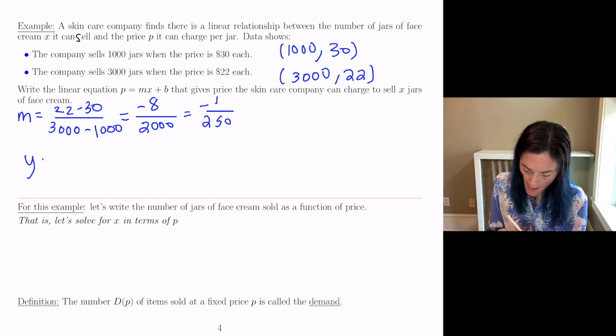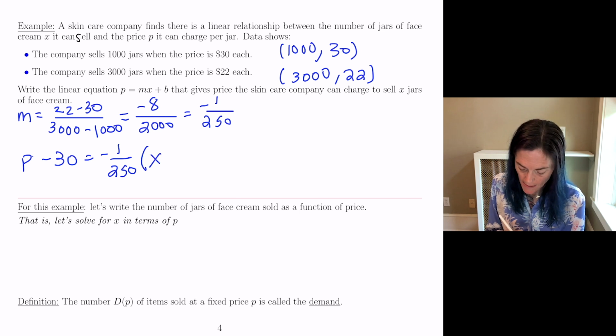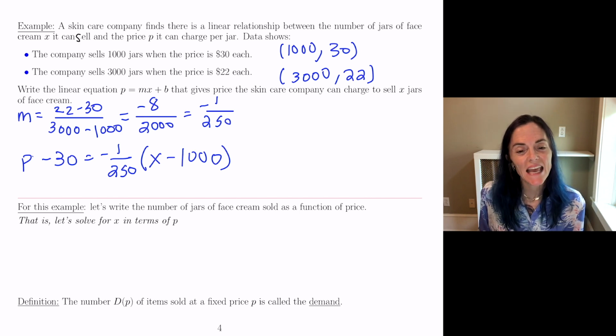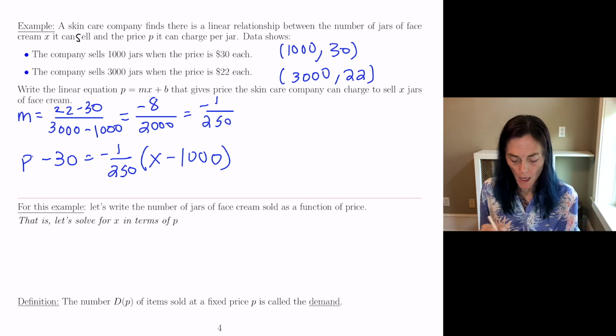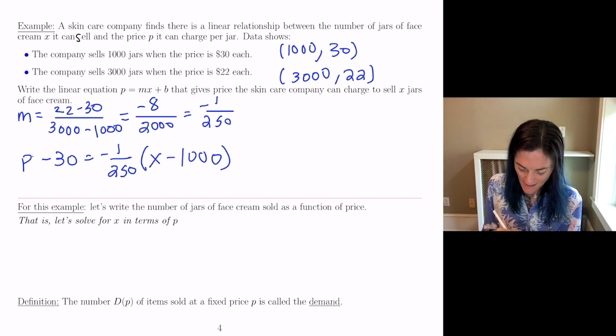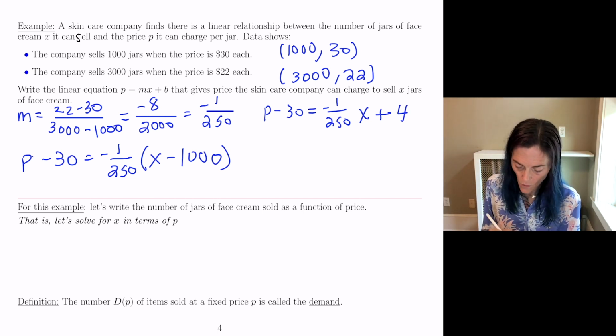And then you can really use either point. So initially I'll write it this way, y minus 30, except y should be p minus 30 equals negative 1 over 250 times x minus 1,000. Well, this is in point slope form, and you can see we want to write this in slope intercept form. So when I distribute this out, maybe I'll do it in 2 steps. p minus 30 equals negative 1 over 250 x plus, well, 1,000 divided by 250 is 4. Now, maybe I'll do my final answer in black. We can add 30 to both sides.